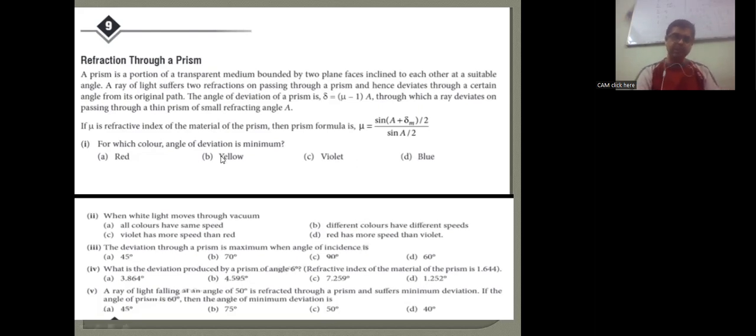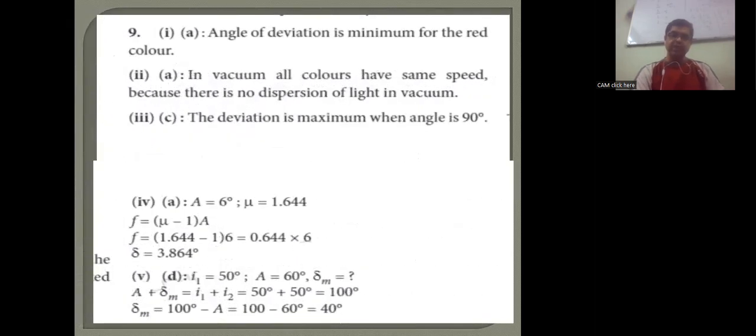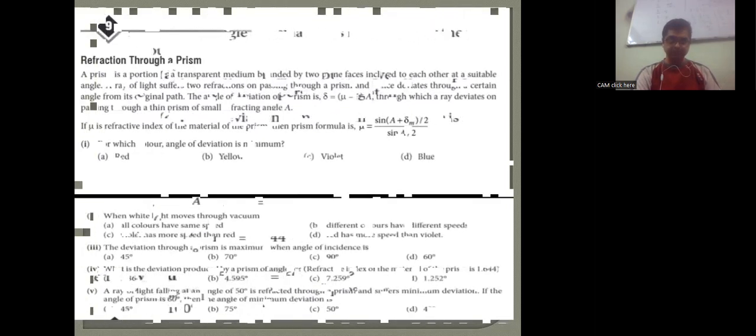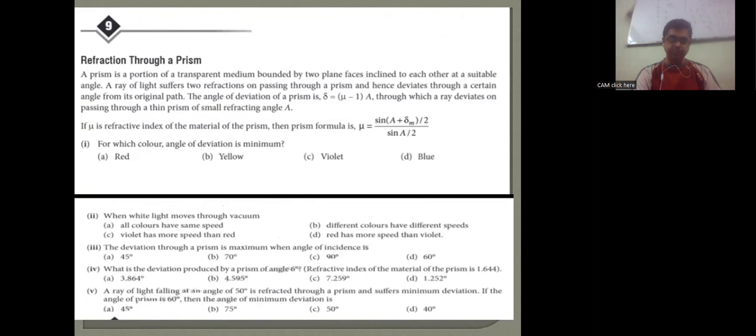So student, you can make a small diagram of dispersion and see. Violet deviates the most and red deviates the least. The minimum deviation is for red, maximum for violet. When white light moves through vacuum, all colors have the same speed. In a medium, different colors have different speeds. Violet has less speed than red. Red has more speed than blue.